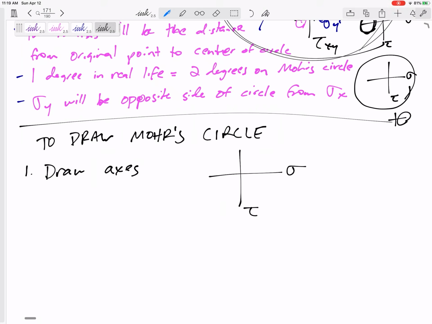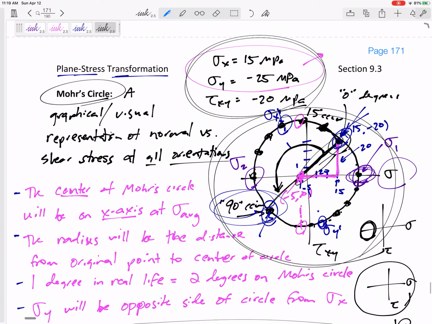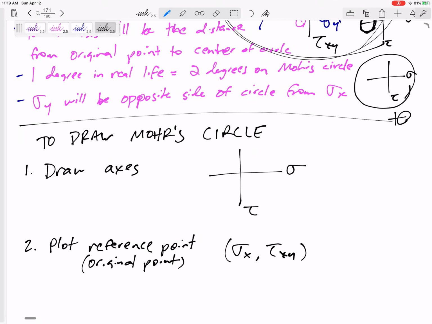So draw the axes, and then plot your original reference point. Your original point, your starting point. Plot sigma x, tau xy. So don't worry about sigma y just yet, but plot. So in this case, I plotted 15, negative 20. You know, 50. So whatever this is, and whatever that is, plot it somewhere. Where is it? It might be over here. It could be here. It could be anywhere. Just plot your reference point.